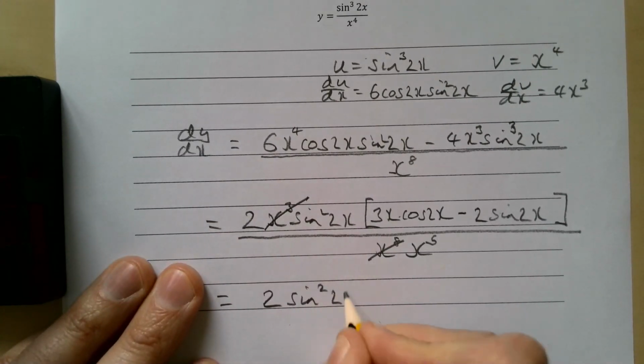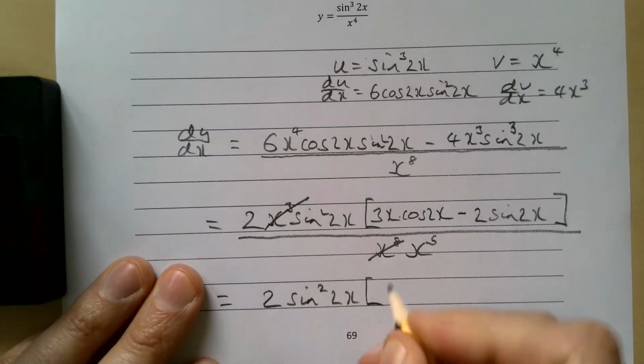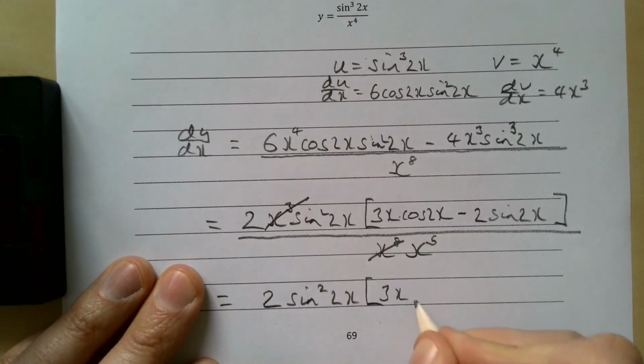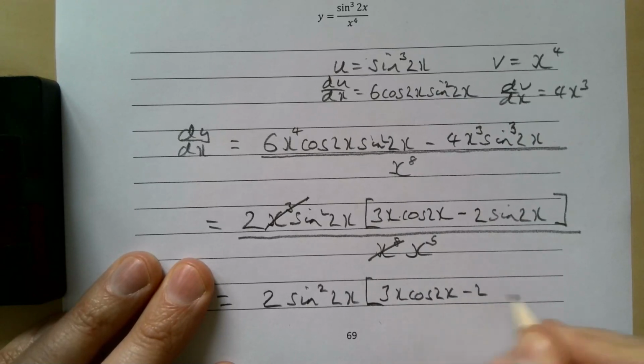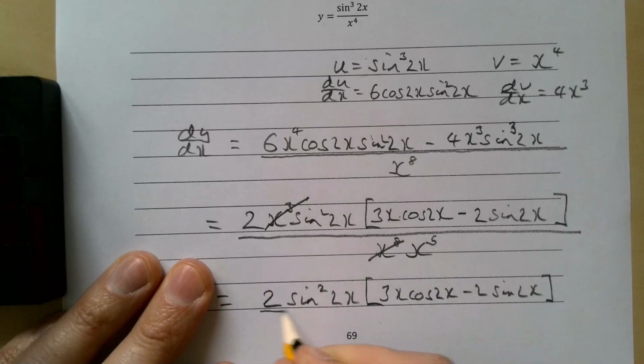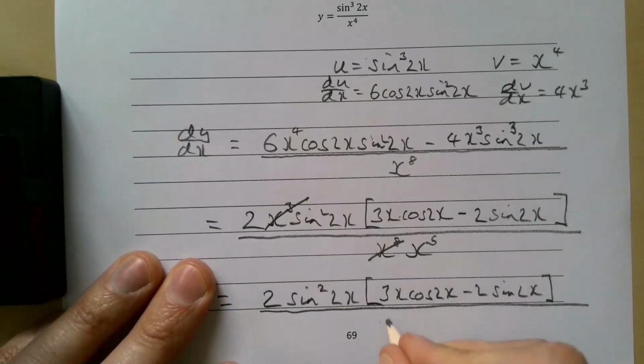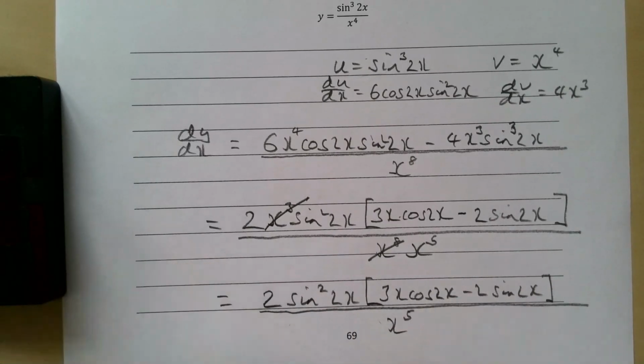And so our final line, if you're still with me, sine squared 2x, round bracket will be fine there if you wanted, cos 2x minus 2 sine 2x, and that would be all over x to the power of 5.